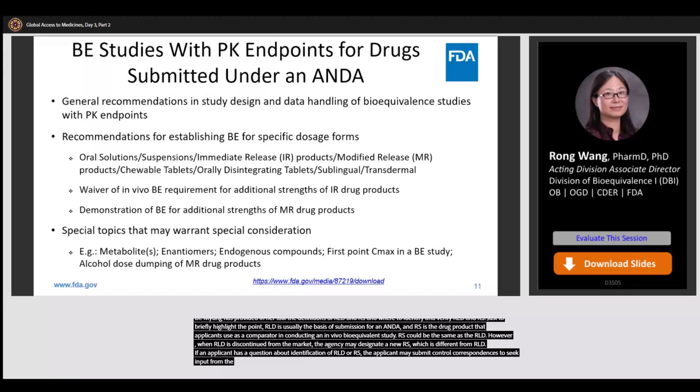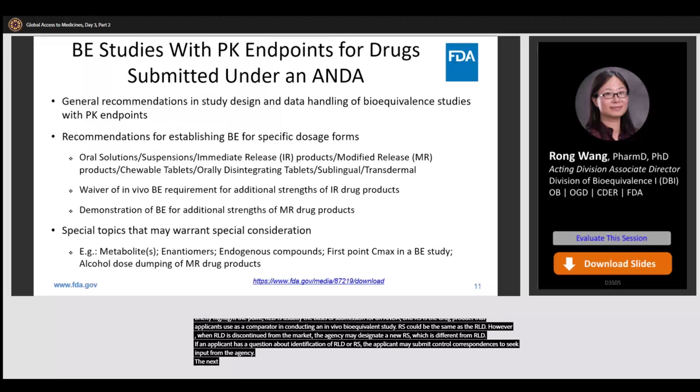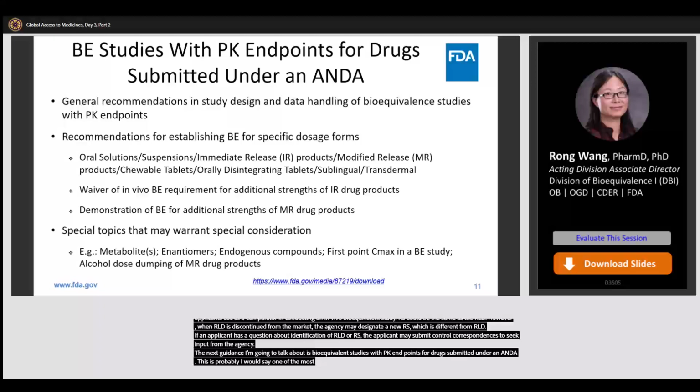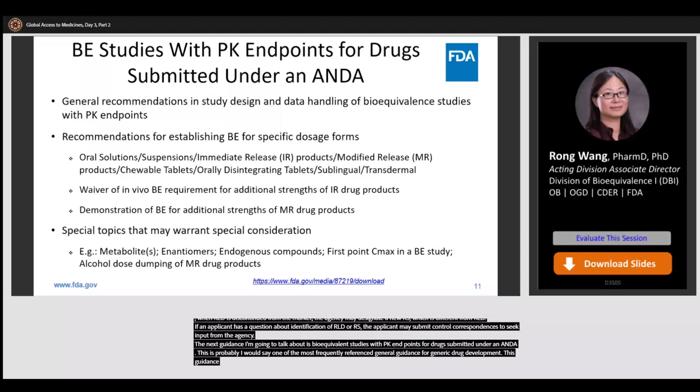The next guidance I'm going to talk about is Bioequivalence Studies with Pharmacokinetic Endpoints for Drugs Submitted Under an ANDA. This is probably, I would say, one of the most frequently referenced general guidances for generic drug development. This guidance has been updated several times by the agency, and the most recent version was published in August 2021.